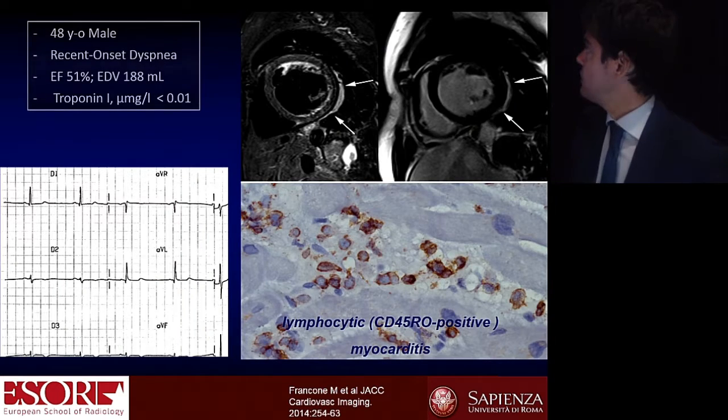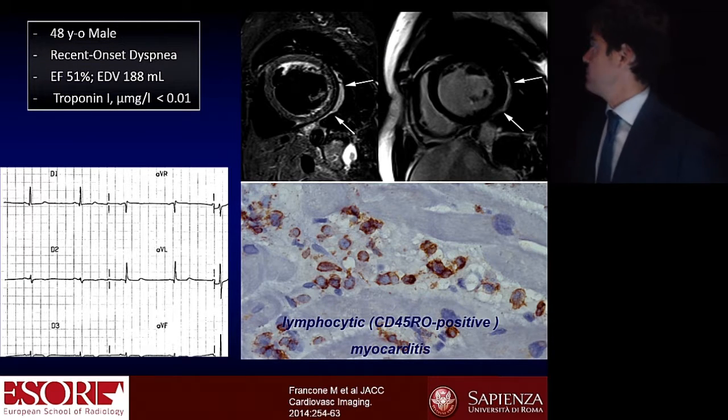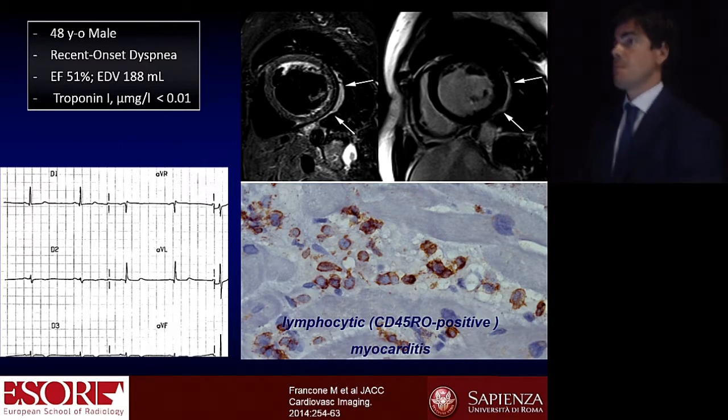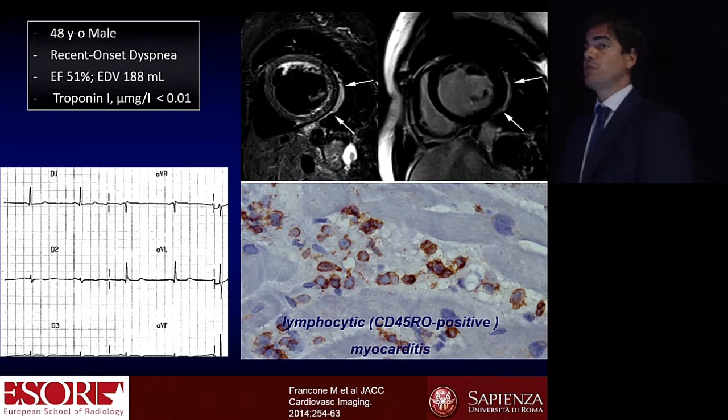One example here, another cardiomyopathic patient with a lymphocytic myocarditis from the paper I was telling you about: a 48-year-old male with recent onset of dyspnea. Ejection fraction is slightly reduced, and diastolic volume is 188 milliliters. And if I ask you here, there is no late enhancement, there is no edema, just a minimal pericardial thickening. But according to the criteria we are using in clinical practice, this is not a myocarditis, so MR failed here.